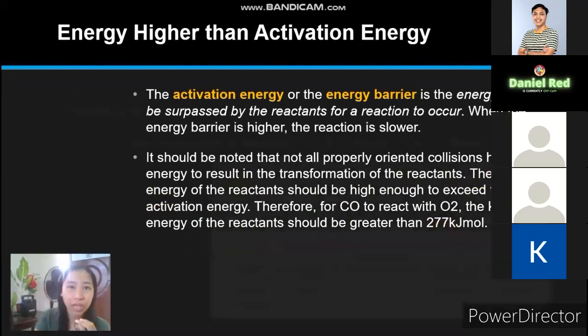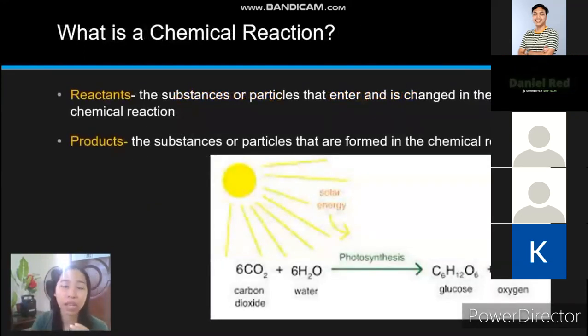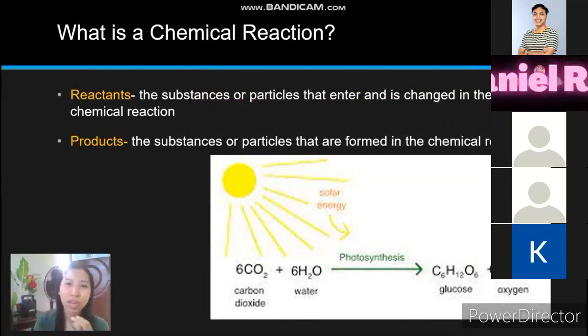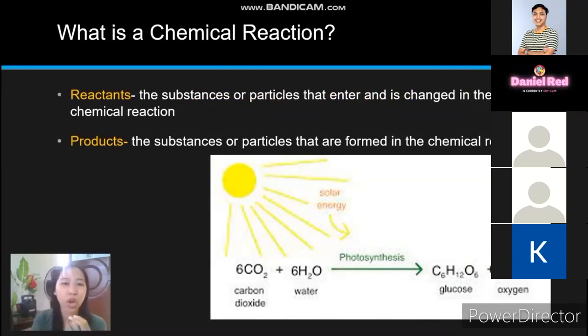Okay? Let's proceed now with determining what is a chemical reaction. So a chemical reaction is composed of your reactants and your products. The reactants are the substances or particles that enter and are changed in the chemical reaction.